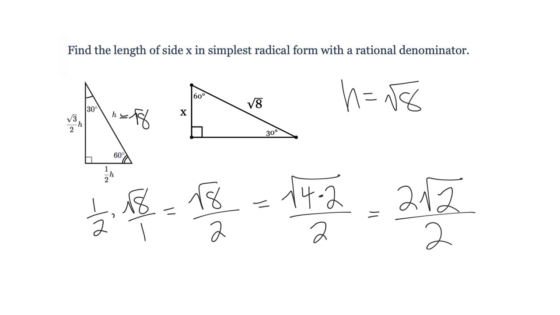All right, we're almost done. The last step is, now that I have a 2 on the outside here and a 2 on the bottom, these can cancel. So 2 divided by 2 is just going to equal 1. And now my final answer is the square root of 2 over 1, which is just the square root of 2. So our final answer for this problem, for this side length, is that it equals the square root of 2.